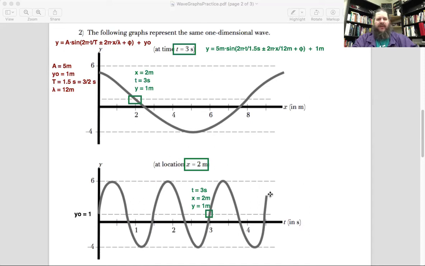So both graphs are saying that when time is 3 seconds, then the 2 meter location is at a height of 1 meter. And can we figure out what's happening next? Like, is that 1 meter on the way up or 1 meter on the way down? So it's 1 meter on the way down. And how can we tell?